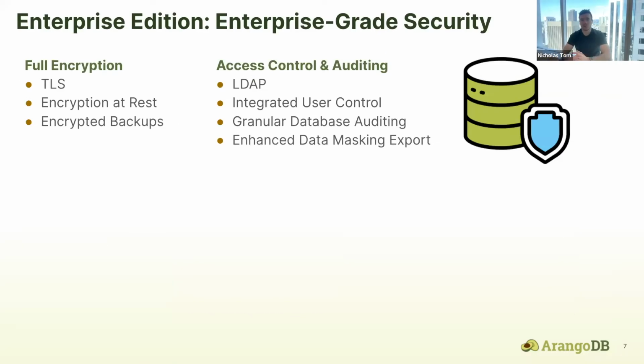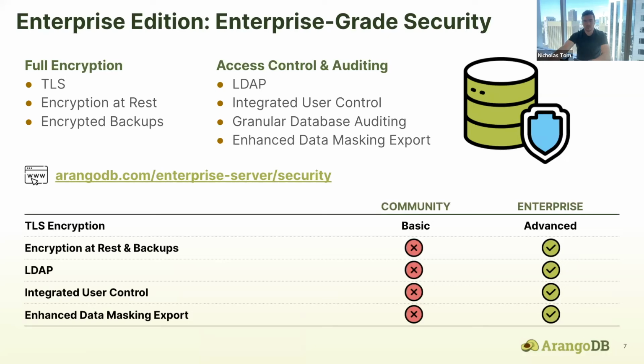So first is enterprise grade security. With the Enterprise Edition, you'll receive advanced TLS encryption, allowing full customization of your encryption scenario. Furthermore, you'll encrypt backups and receive encryption at rest. From an access control and auditing standpoint, you'll have full LDAP capabilities, integrated user control, along with granular database auditing and enhanced data mask and export capabilities. For more details on these features, feel free to visit arangodb.com/enterprise-server/security.